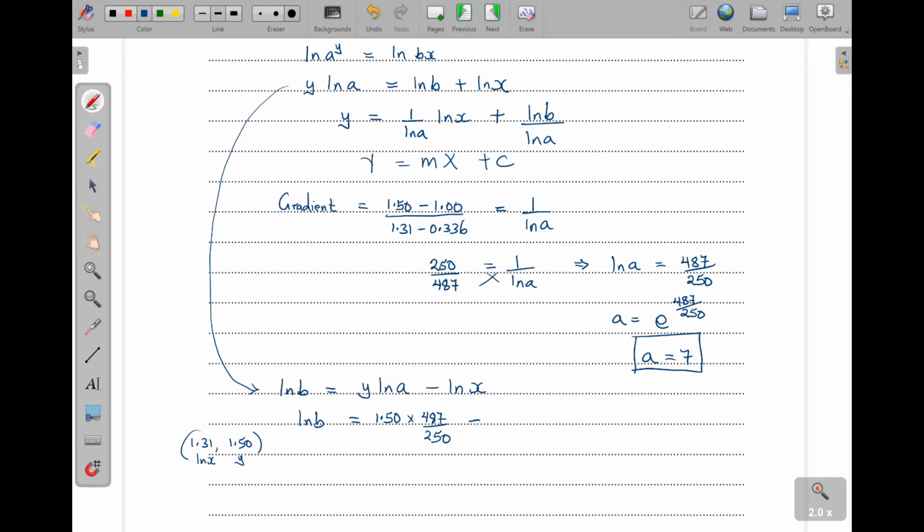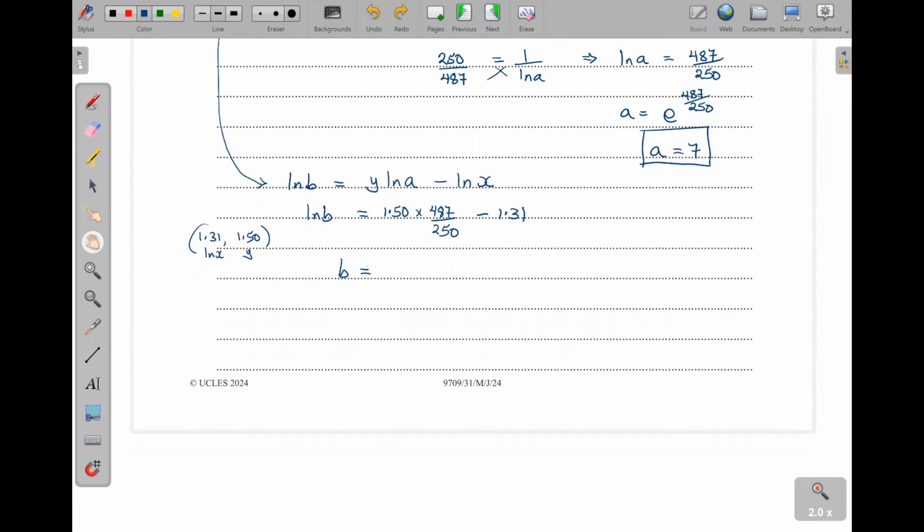Then minus the natural log of x is going to be 1.31. So for me to get b, it is going to be e to the power of the whole of this, and you can put the whole of this on the calculator and you get the answer. So b is going to be e to the power of 1.50 times 487 out of 250, then minus the 1.31. The whole of this is a power of the e. So therefore, what is our b?